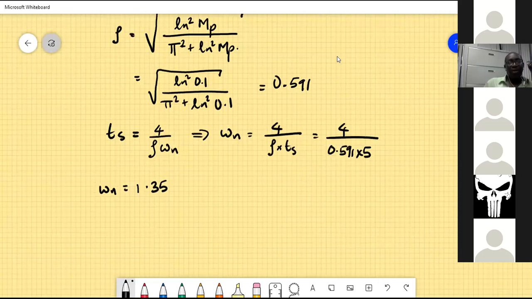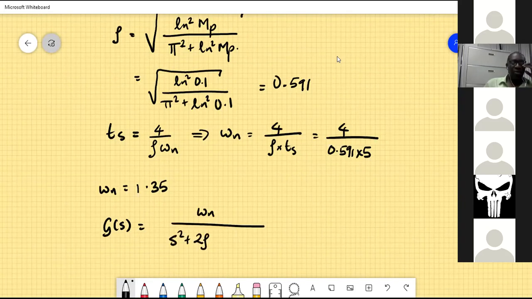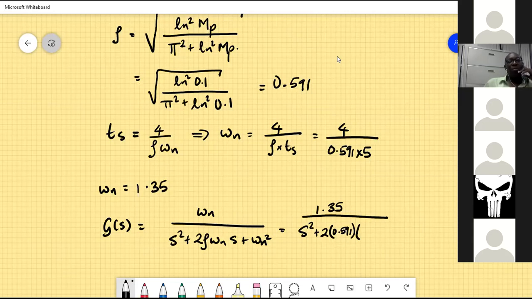So our G(s), which is equal to omega n squared over s squared plus 2 damping ratio omega n s plus omega n squared, is going to be equal to 1.35 squared over s squared plus 2 times 0.591 times omega n, which is 1.35, s plus 1.35 squared.